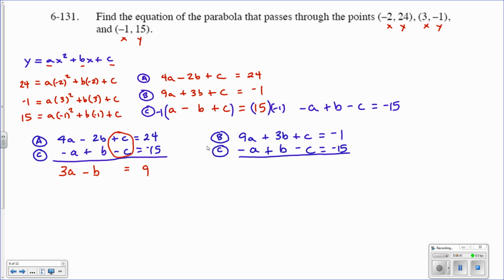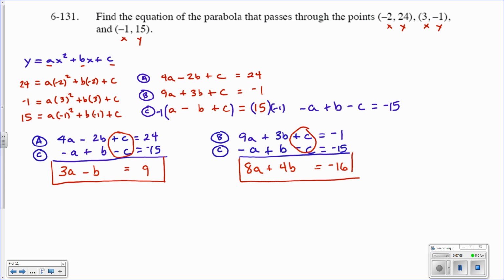On this pair, actually I like to box that in so I know what equation I'm going to be dealing with next. 9a plus a negative a is going to be 8a. 3b and a positive b would be 4b. We've got our c's eliminating there, and that should equal a negative 16. So there's the other equation that we're going to be dealing with.